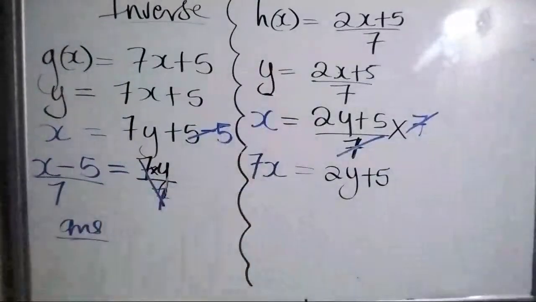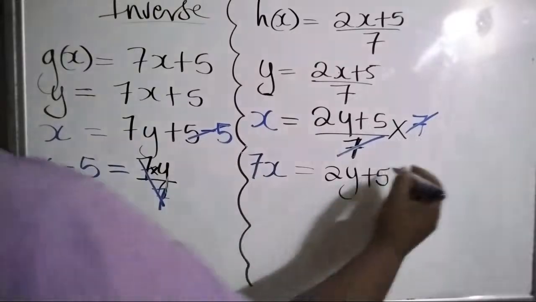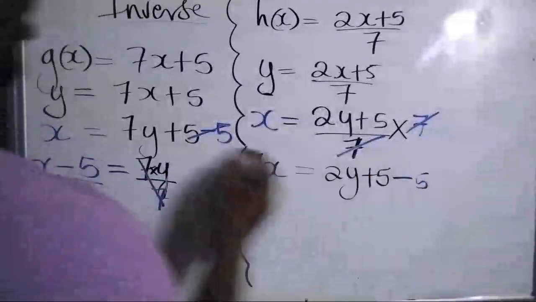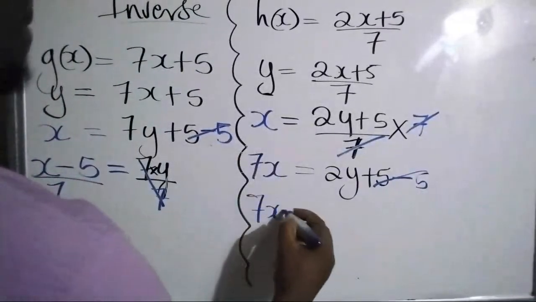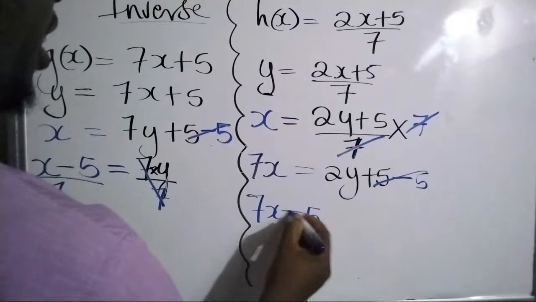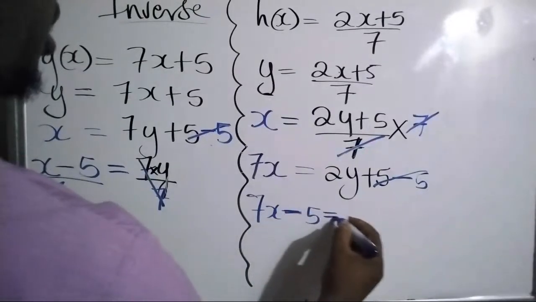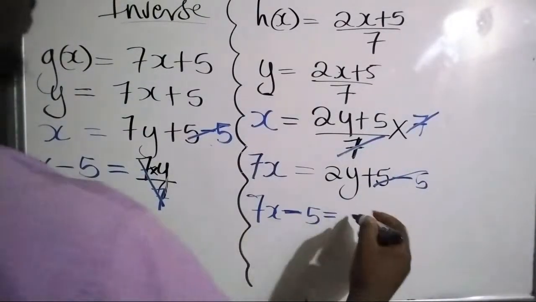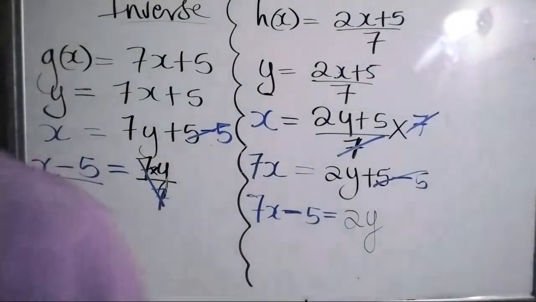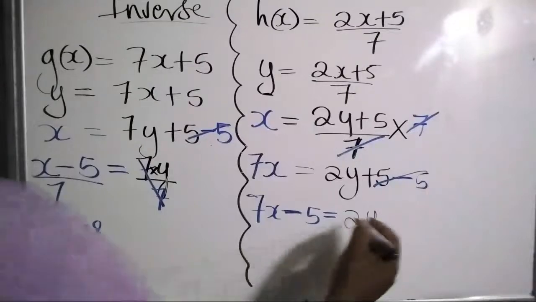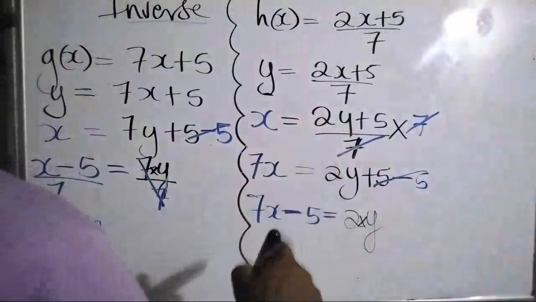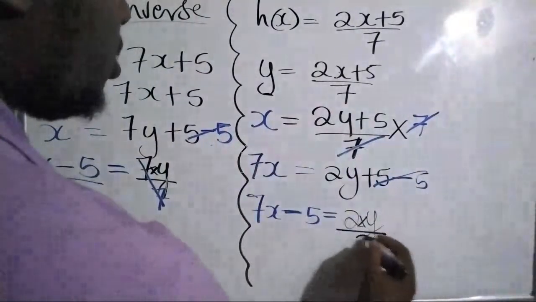But we're not finished. We need to get rid of that 5 and the 2. What's the inverse of plus 5? We just did it, we minus 5. Same thing that we did here. So now we have 7x minus 5. Why minus 5? Anything you do to one side, you do to the other to balance the equation. And then now we have 2y. We're still not finished. We need to get rid of the 2. This is saying 2 times y, so we do the inverse, which is to divide by 2.